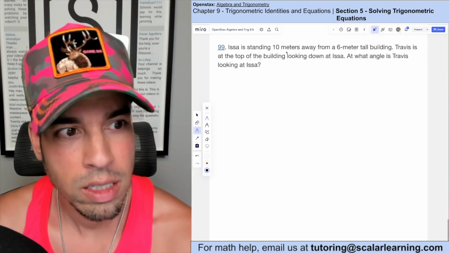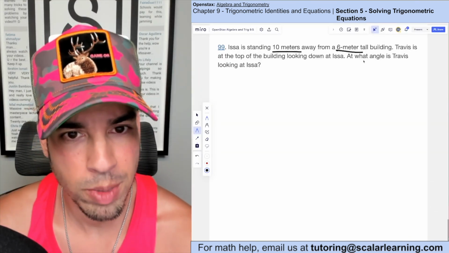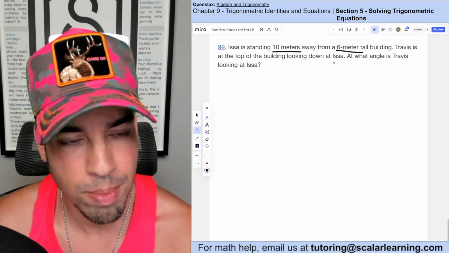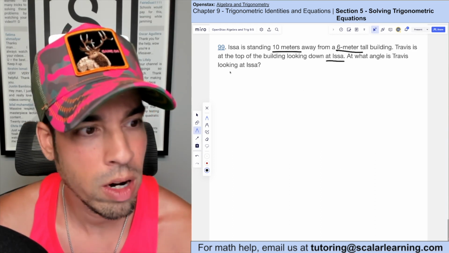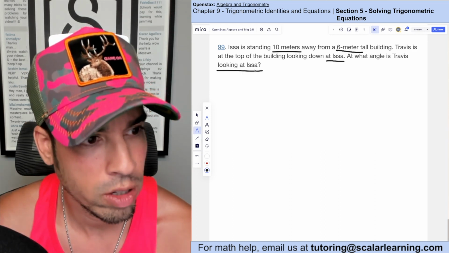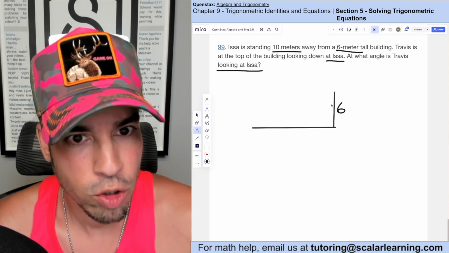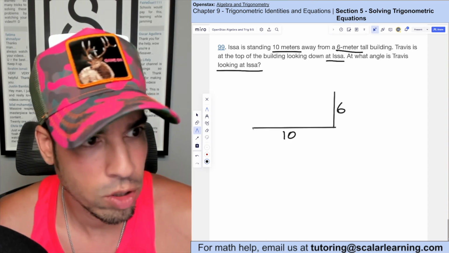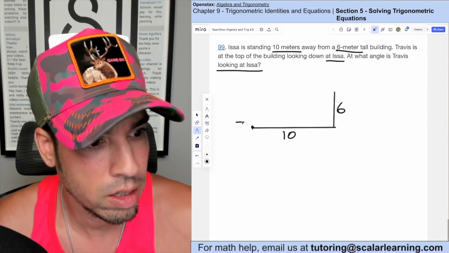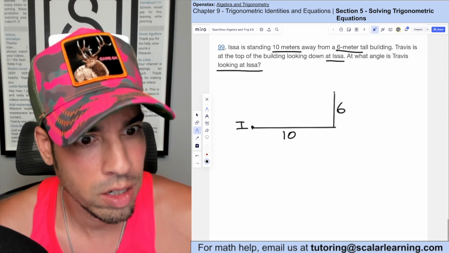Boom, done. Isa is standing 10 meters away from a 6-meter tall building. Travis is looking at the top of the building, looking down at Isa. At what angle is Travis looking at Isa? So here we have the 6-meter tall building, and here we have 10 meters away, and this is where Isa is, and up here is Travis.